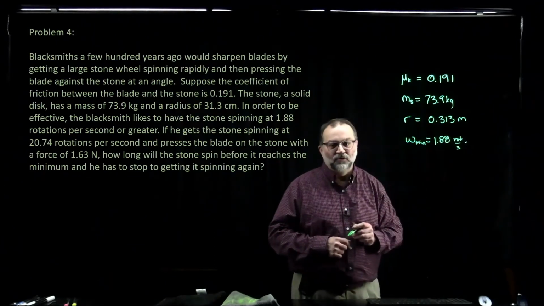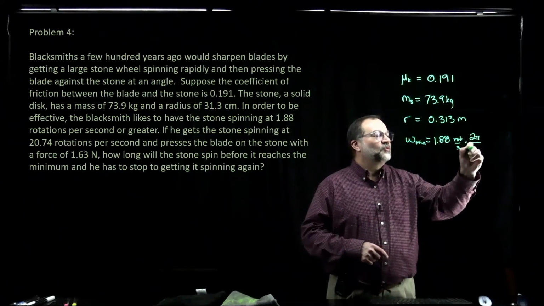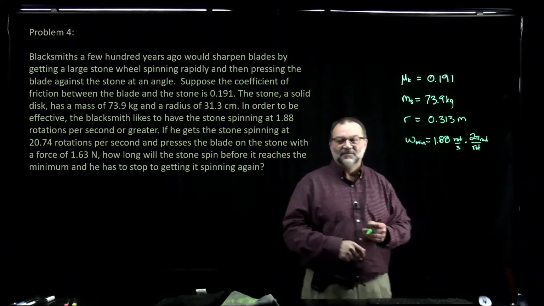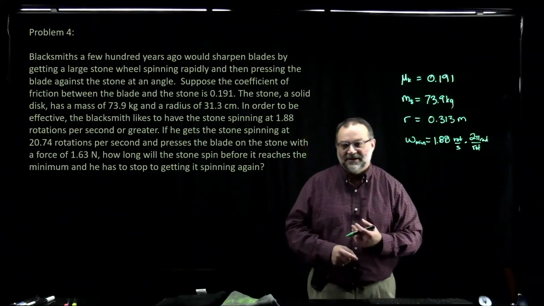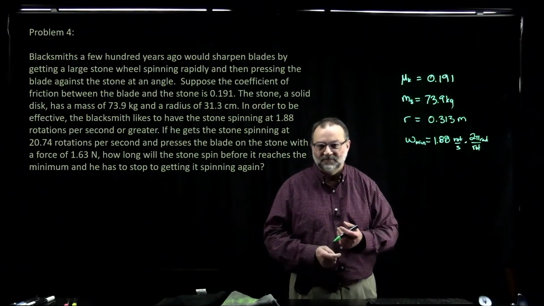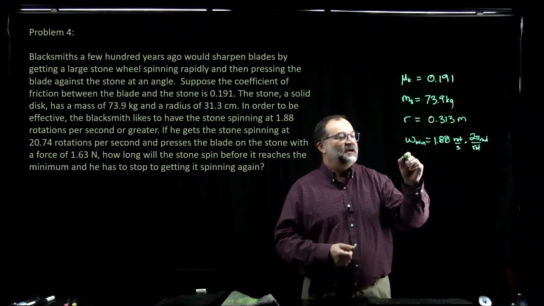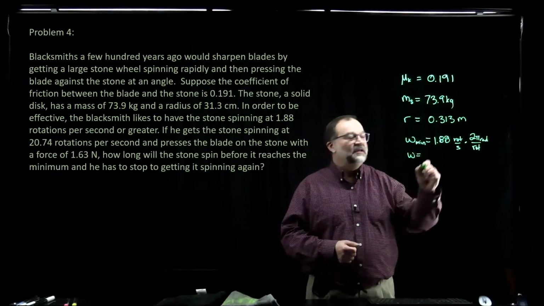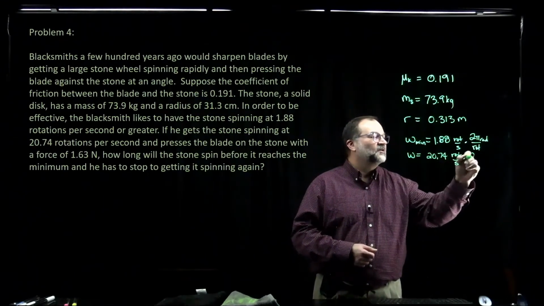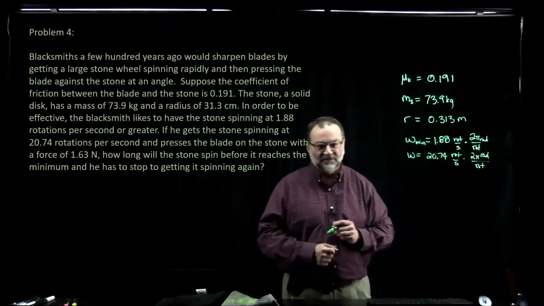Well, a rotation all the way around once is 2 pi radians per rotation. So we're going to convert to radians per second because we need that for our equations. And if he gets a stone spinning up at 20.74 rotations per second, again, we're going to convert, 2 pi radians per rotation.